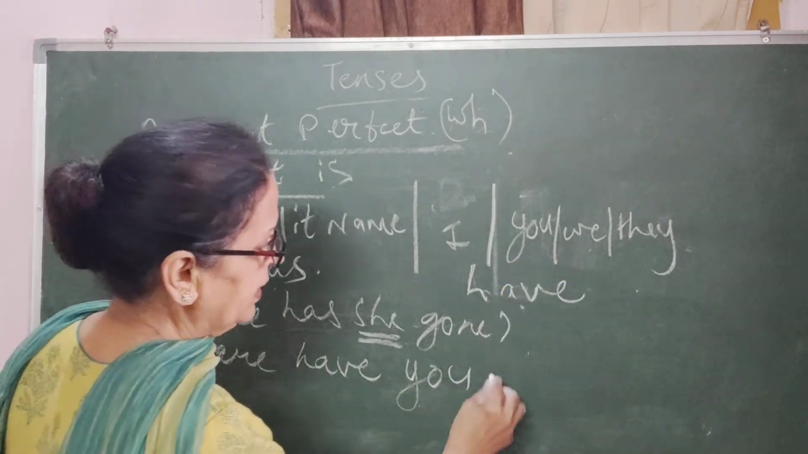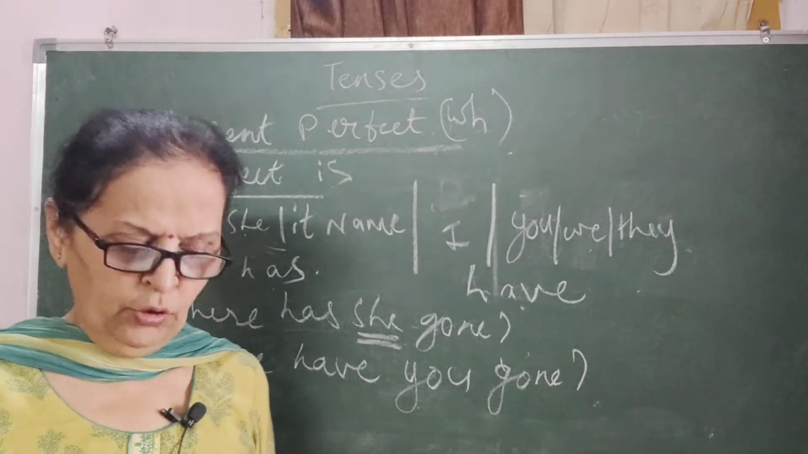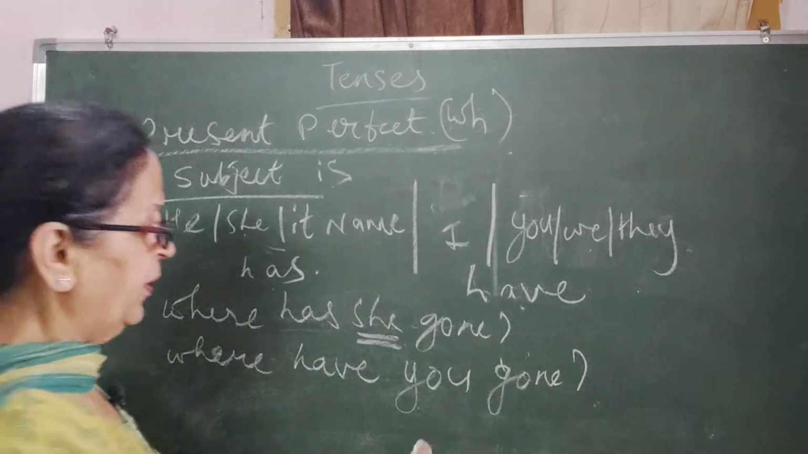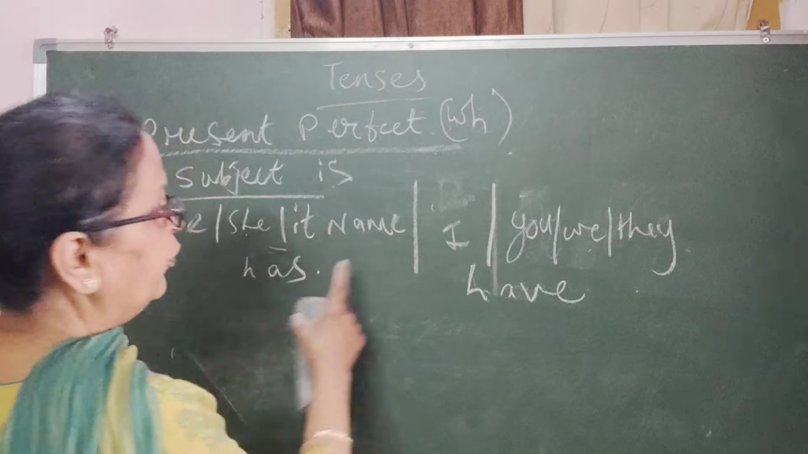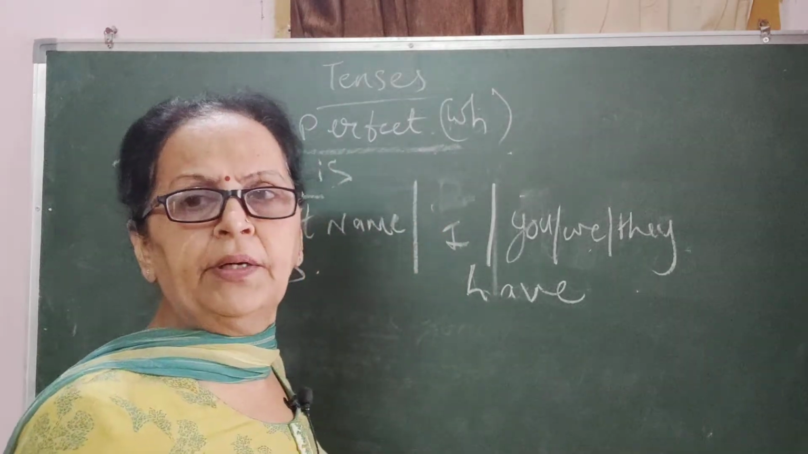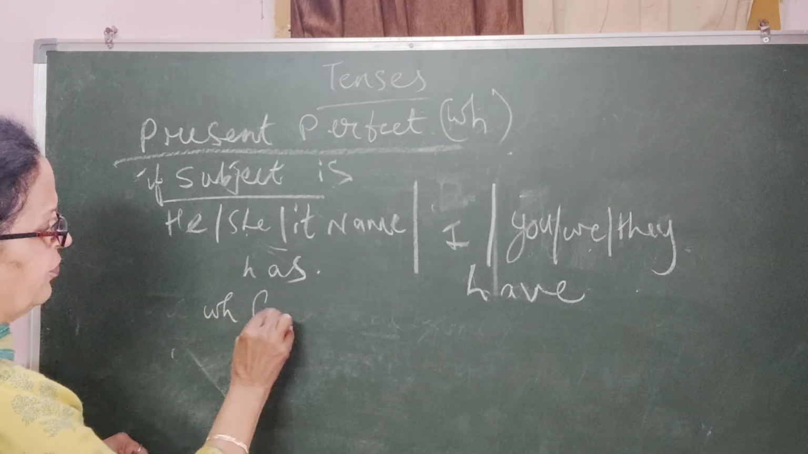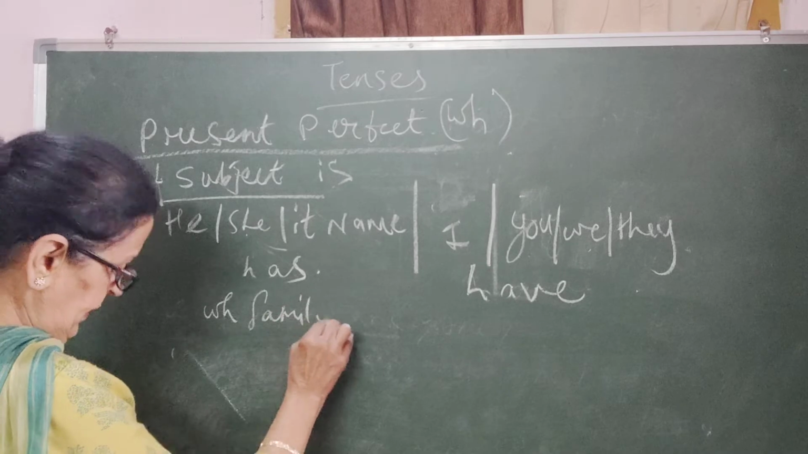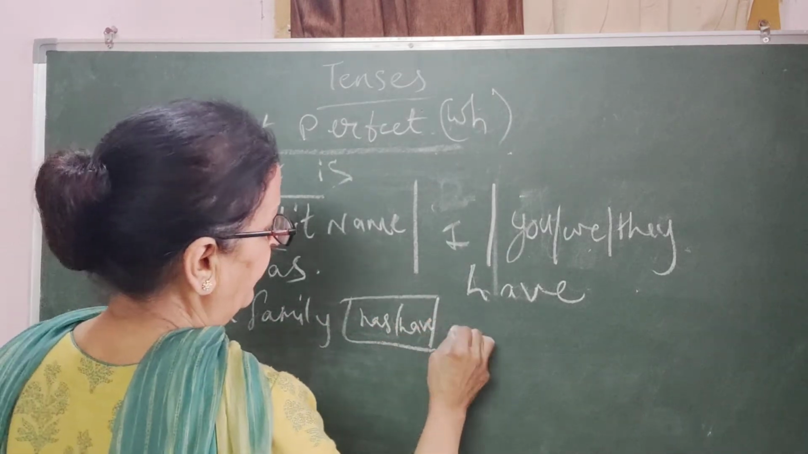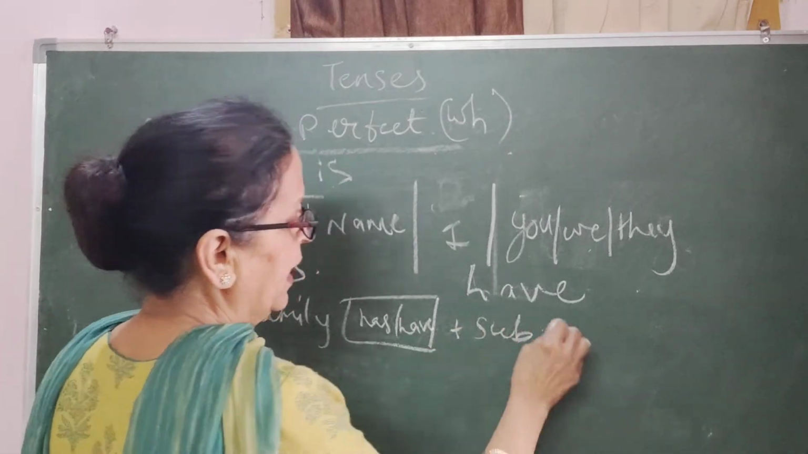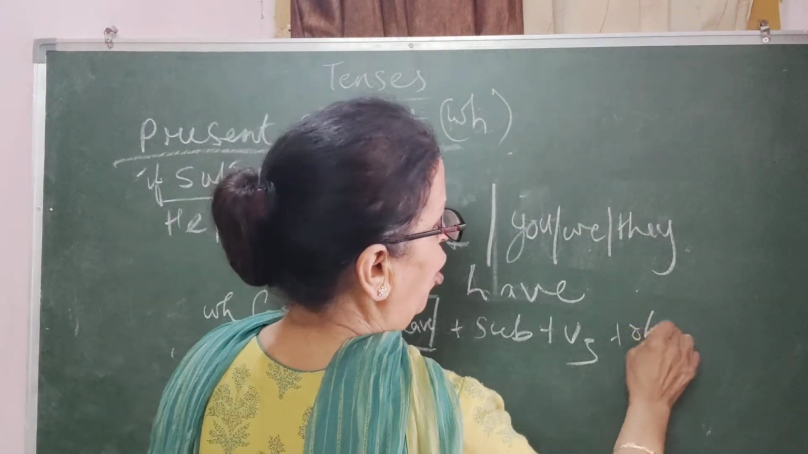Since it is you, it is have. So I hope you have understood this. The verb remains. The formula is again very simple. If you follow the rule, no need to write down the formula. You yourself can understand. The formula is: the WH family word, then you have to use your verb has or have, then your subject, and then your verb will be in the third form, and then your object.